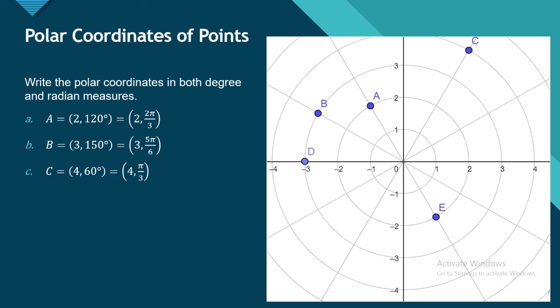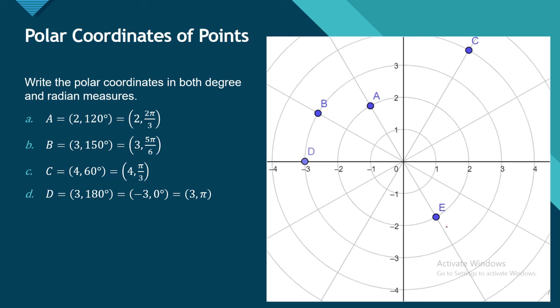How about point D? So point D, r is equal to 3 and the angle measure is 180 degrees. But you can also write it as -3 and 0 degrees. In radian measure, that is going to be 3 and pi radians.